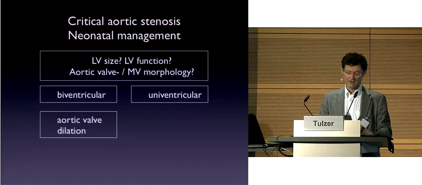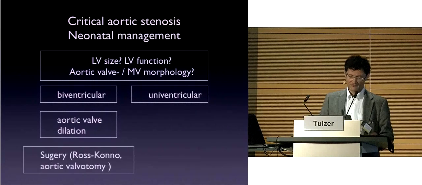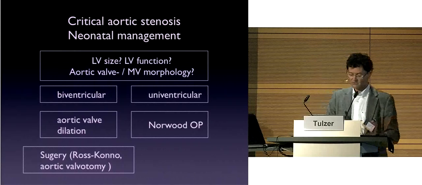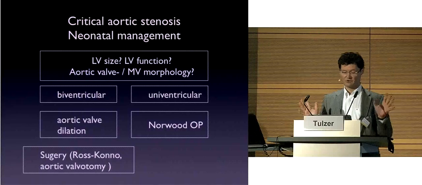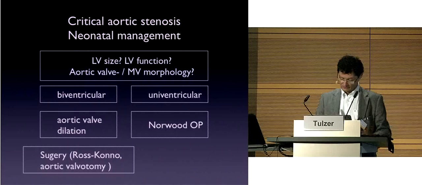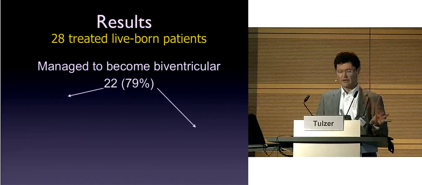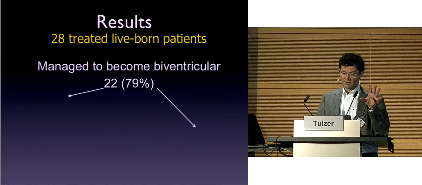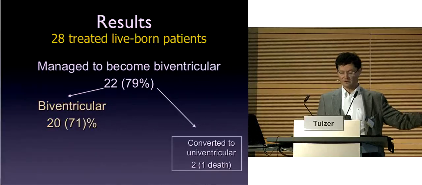the baby was delivered. If biventricular, they went on to an aortic valve dilation, and if that didn't succeed, further on to surgery, either to a Ross-Konno aortic valvotomy surgically, or they went on to a Norwood operation. Usually it's a very tough decision, because once you decide to go biventricular and dilate the aortic valve, it's almost impossible to go back to a Norwood operation. So those 22 children, 80% were treated towards biventricular circulation.